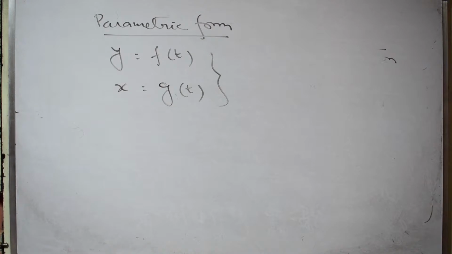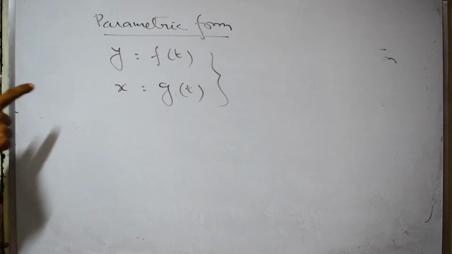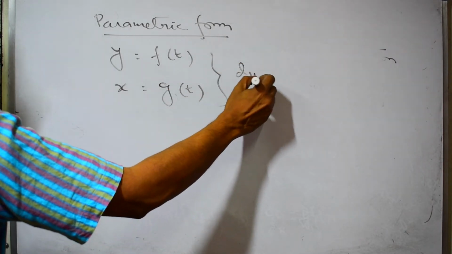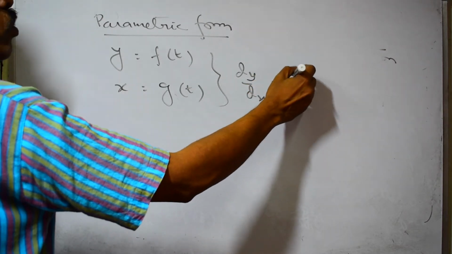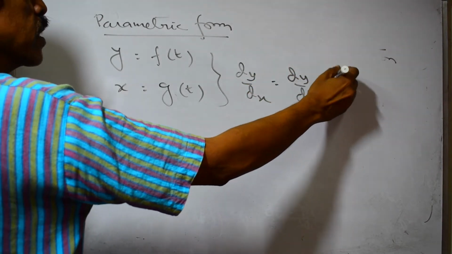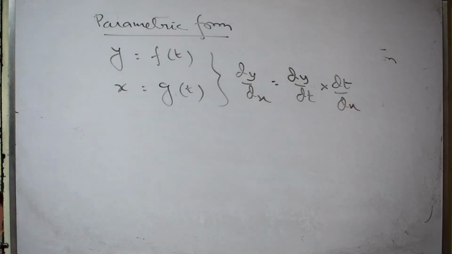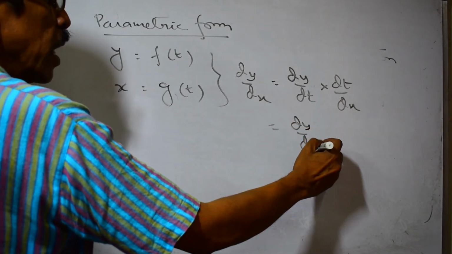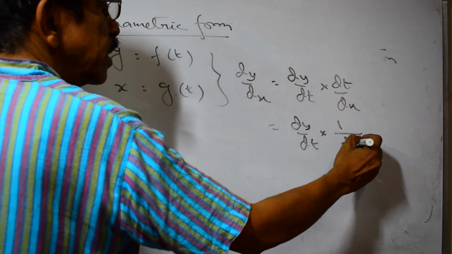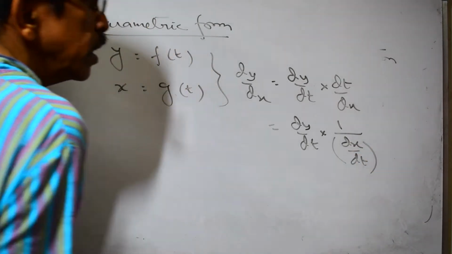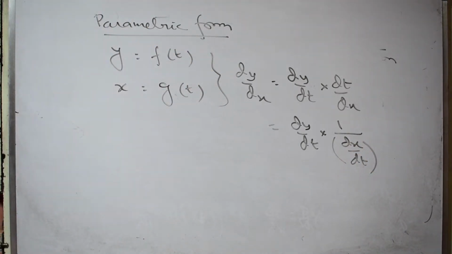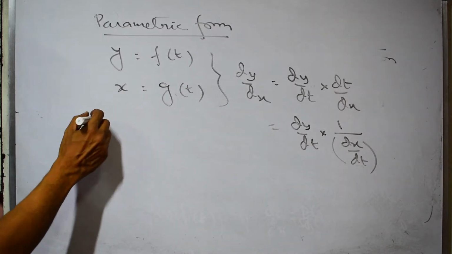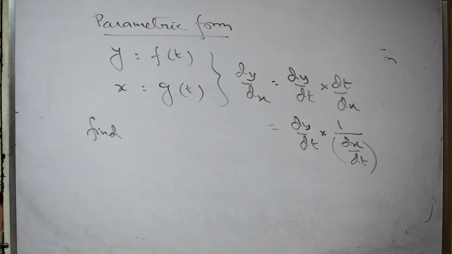In the previous case, y was a function of t and t was a function of x, but here we are writing y is a function of t and x is also a function of t, and we want to find out dy/dx. What we can do? We can do the same way, dy/dt into dt/dx. The same method, chain rule. Let us try to explain this way. dy/dt will be dy/dt, and dt/dx will be 1 by dx/dt. That means we can reverse the concept of dx/dt in this way. So what is the result? Better the question will be: find dy/dx.